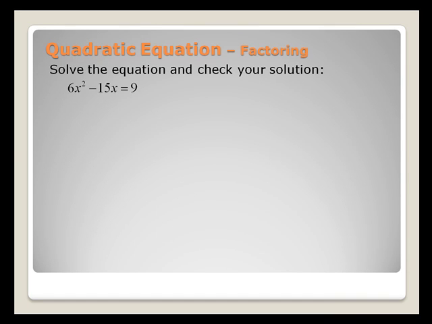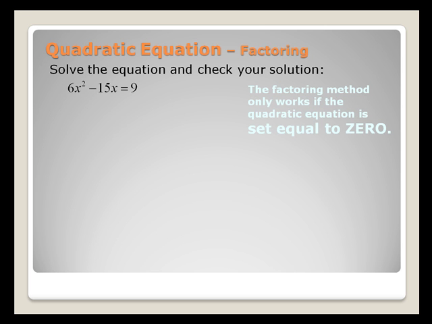This is an example of solving a quadratic equation using the factoring method, or the zero factor property. Our equation is 6x squared minus 15x equals 9. To use the zero factor property, it's important that our equation is set equal to 0. This method only works if the equation is set equal to 0.